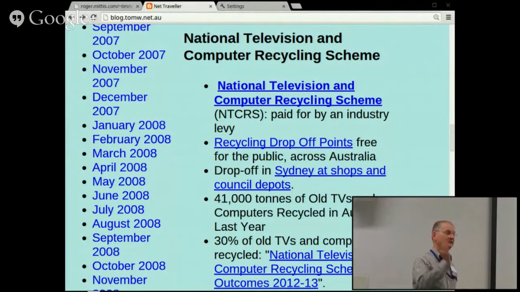But at least now you can go to either a council recycling centre and give it in there, or some places like Officeworks, for example, where when you're buying new stuff, you can drop off your old stuff.